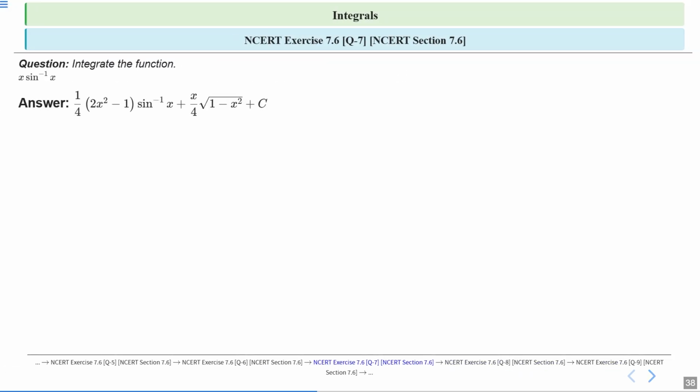So the answer is 1 by 4 (2x square minus 1) sine inverse x plus x by 4 into root under 1 minus x square plus constant of integration.